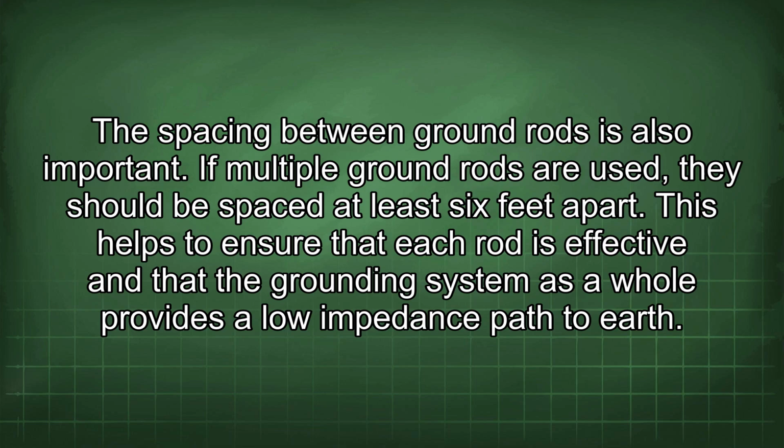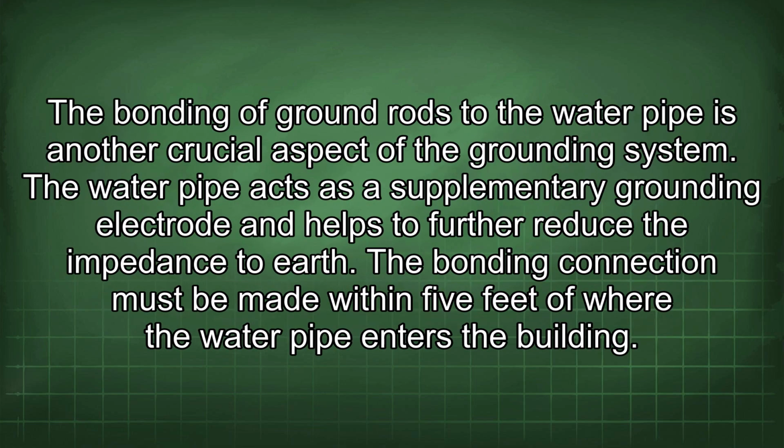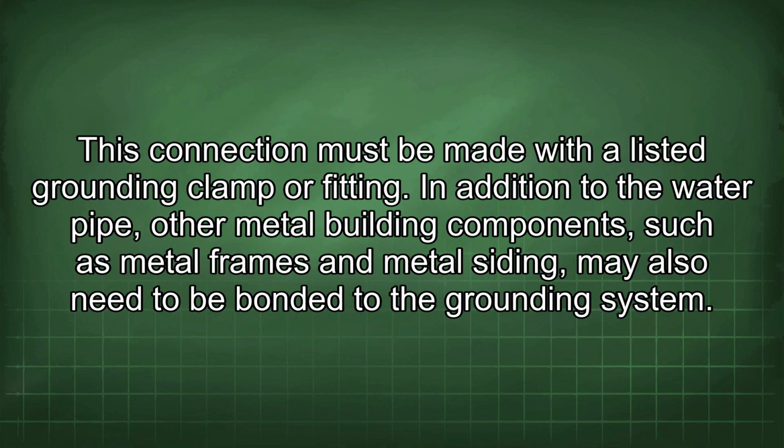This helps to ensure that each rod is effective and that the grounding system as a whole provides a low impedance path to earth. The bonding of ground rods to the water pipe is another crucial aspect of the grounding system. The water pipe acts as a supplementary grounding electrode and helps to further reduce the impedance to earth. The bonding connection must be made within 5 feet of where the water pipe enters the building. This connection must be made with a listed grounding clamp or fitting.